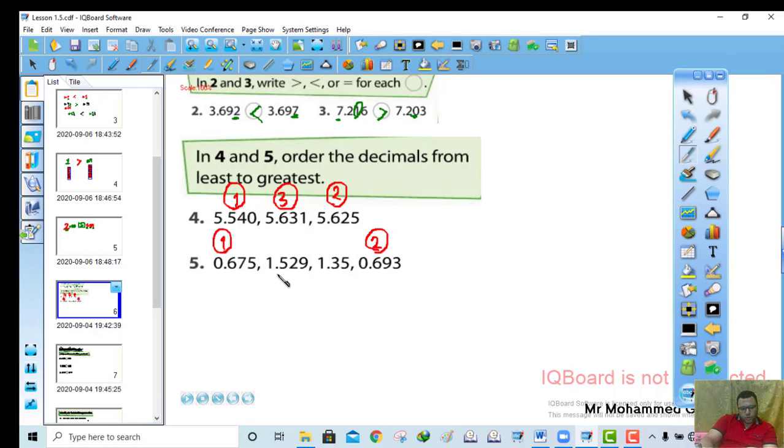Now we are going to compare between these two, 1.529 and 1.35. Actually, like this, you can't compare. You should put a 0 to make it 3 places. Now, is 350 less or 529? Of course, 350 is less. So this one is number 3. Then the biggest one here is 1 and 529 thousandths.